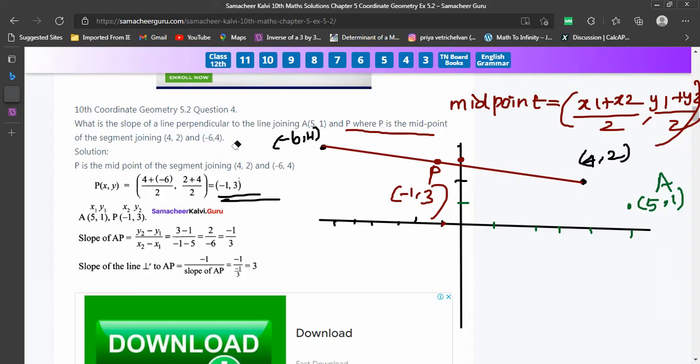What is the slope of a line perpendicular to the line joining A 5, 1 and P? Slope of the line perpendicular to AP. For example, in case here is your AP. The perpendicular line might be like this or else like this.